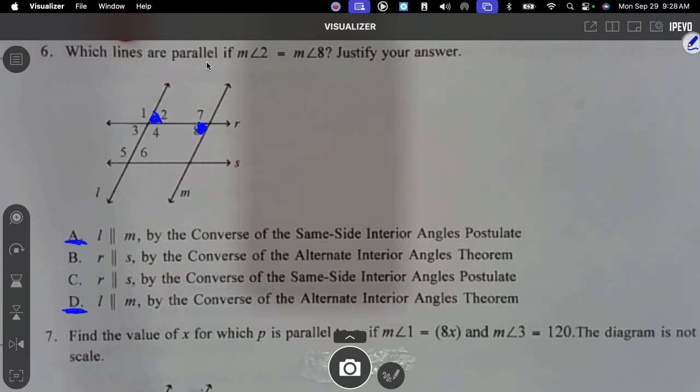Alternate interior. So your answer is D. Does everybody understand that? Just make sure you look at it. That's all it takes, is some time to take your time and look.